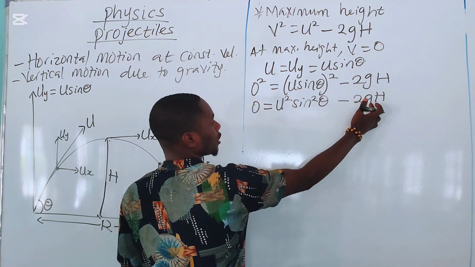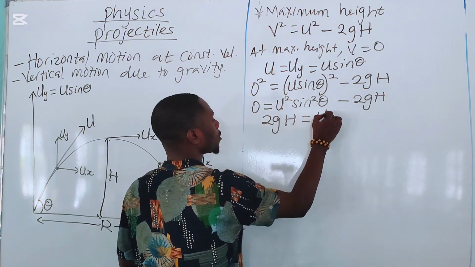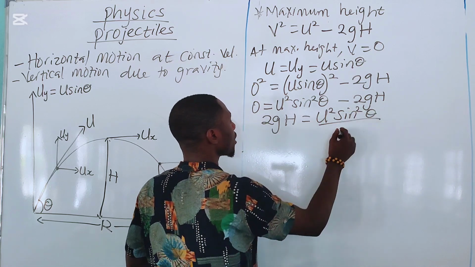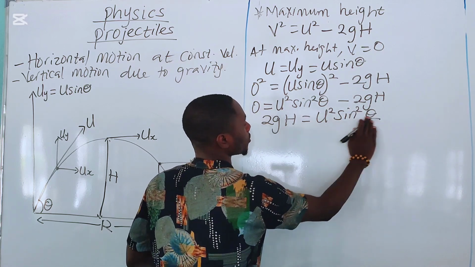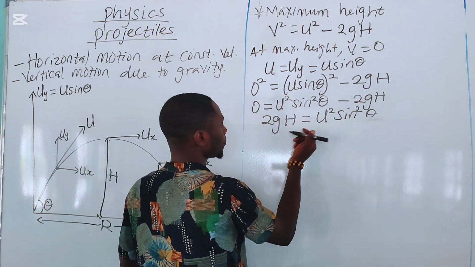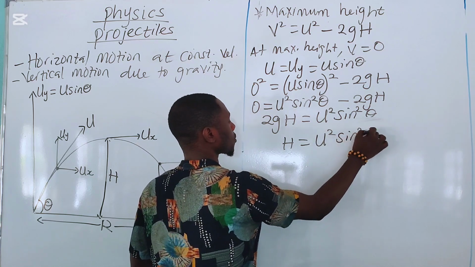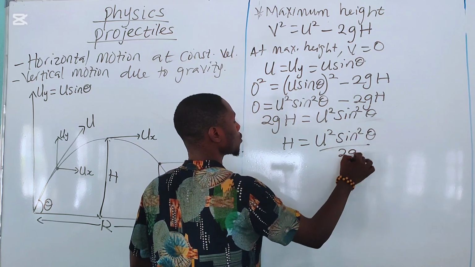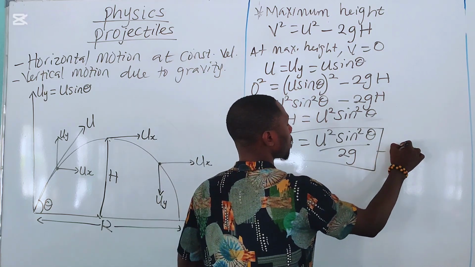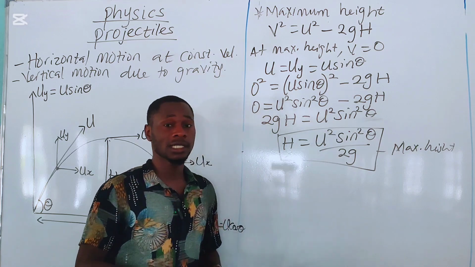Okay, so we are looking for h. We'll move it to the other side. So we have 2gh equal to u squared sine squared theta. So we are looking for h, so we divide both sides by 2g. So our h becomes u squared sine squared theta over 2g. So this gives us an equation for the maximum height of the projectile.